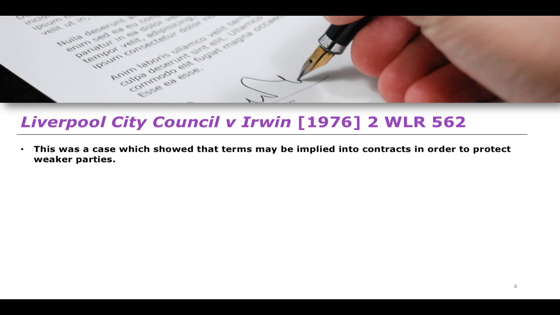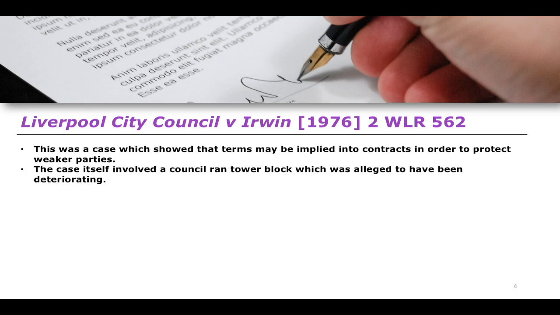In this case, we see that terms may be implied into contracts in order to protect the weaker parties to the contracts. So this doesn't necessarily speak to the facts of a particular case, or even necessarily to the intentions of the parties, but it may speak to the views and the relative power dynamics that exist within a contractual arrangement, such that the weaker parties need to have some kind of protection, and so it is implied in law that those terms exist. The case itself involved a council that ran a number of tower blocks, which were alleged to have been deteriorating.